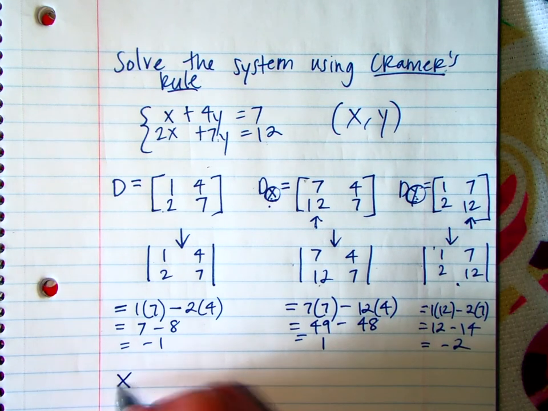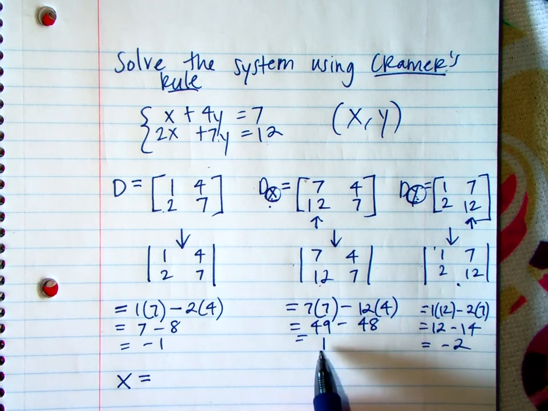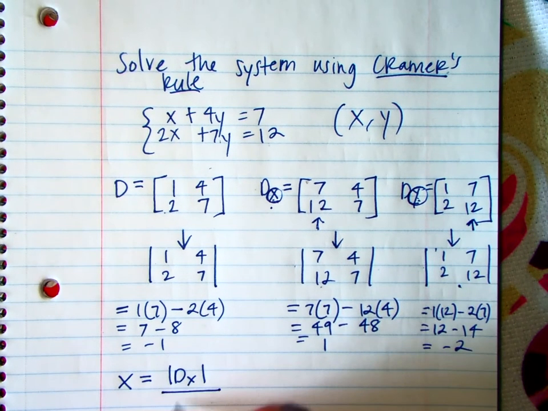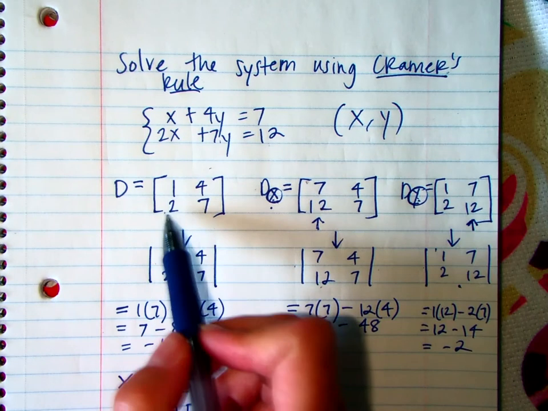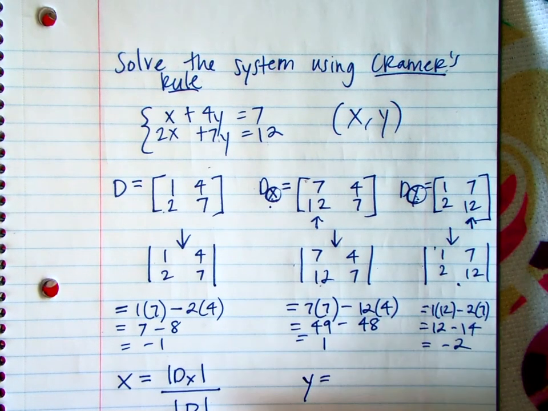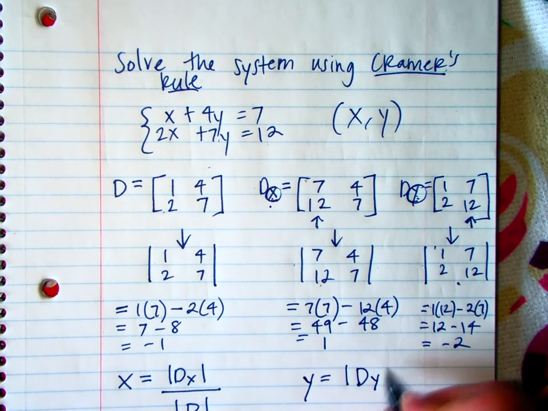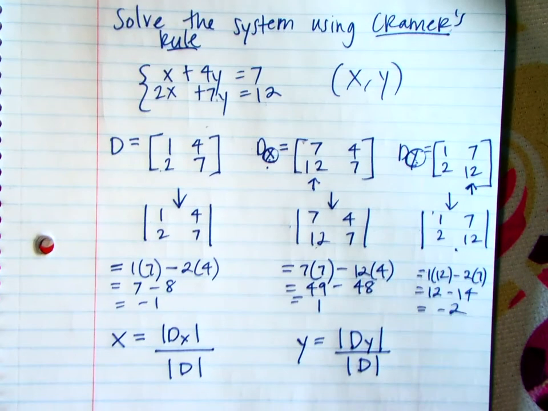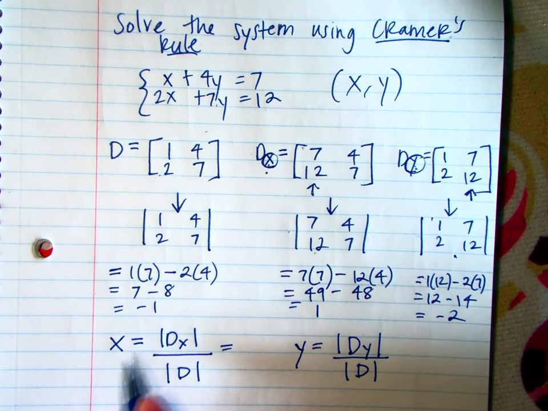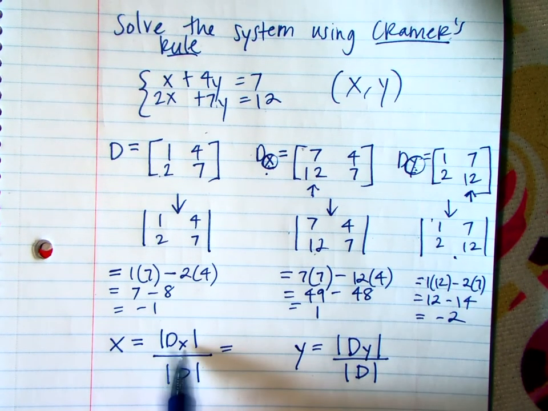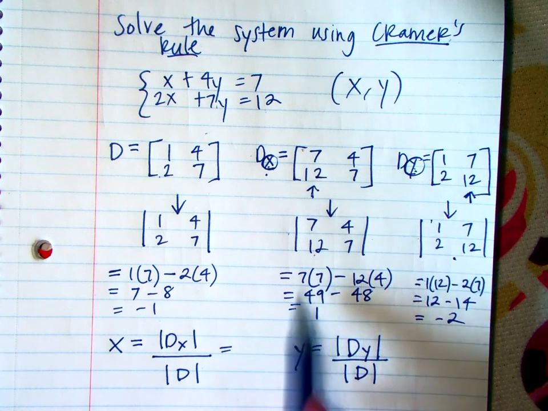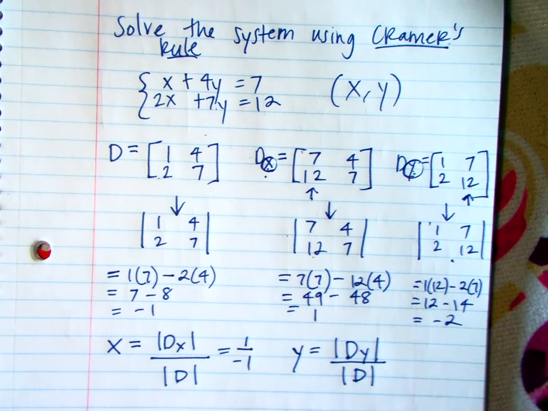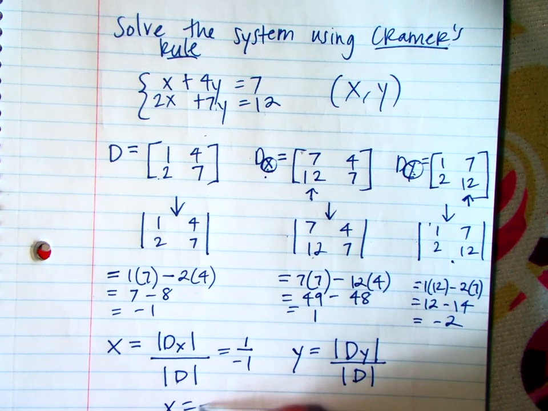Cramer found that to solve for X, you take the determinant of this guy, and you divide it by the determinant of the coefficient matrix. And you do the same thing to find the value of Y. It's the determinant of this guy divided by the determinant of the coefficient matrix. Since I already found those answers, I can easily solve for X. It's the determinant of this matrix, 1, divided by the determinant of the coefficient matrix, negative 1, which means X is equal to negative 1.